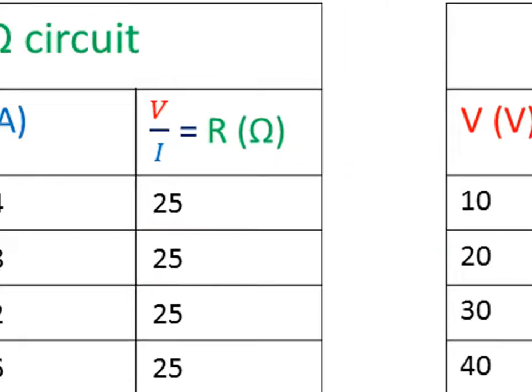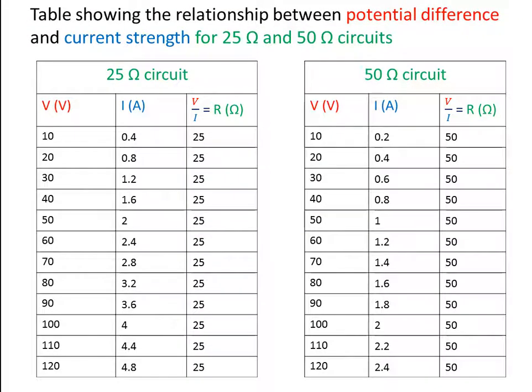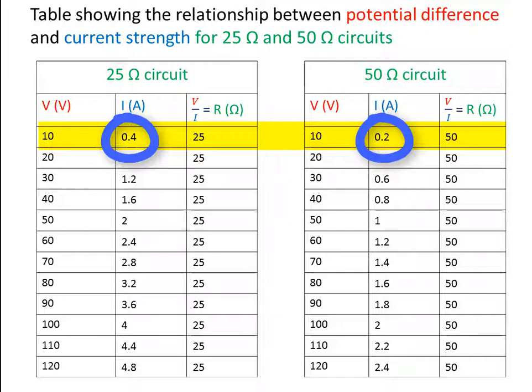So not only have we shown that the two are directly proportional because one divided by the other gives a constant, we've also shown that V divided by I gives resistance. So notice that if we take corresponding values of voltage between the 25 ohm circuit and the 50 ohm circuit. Now remember, 50 ohm is double as resistant as 25 ohm, double as difficult. The current strength is half in the 50 ohm circuit than what it is in the 25 ohm circuit.